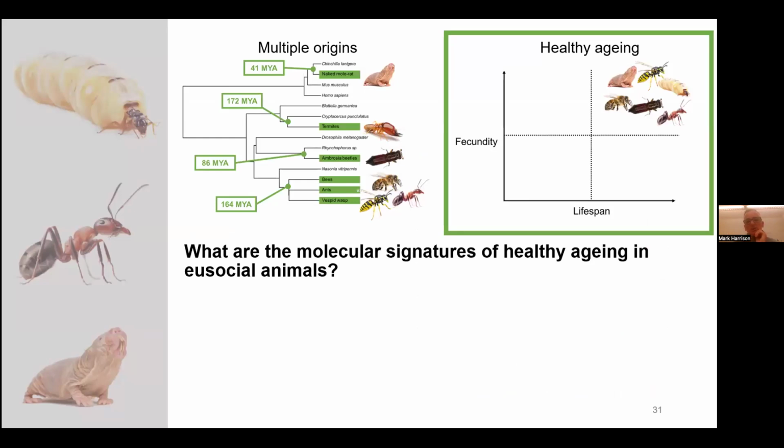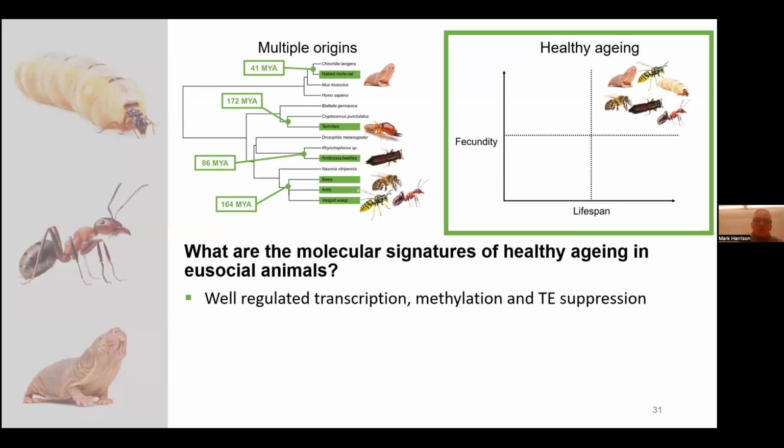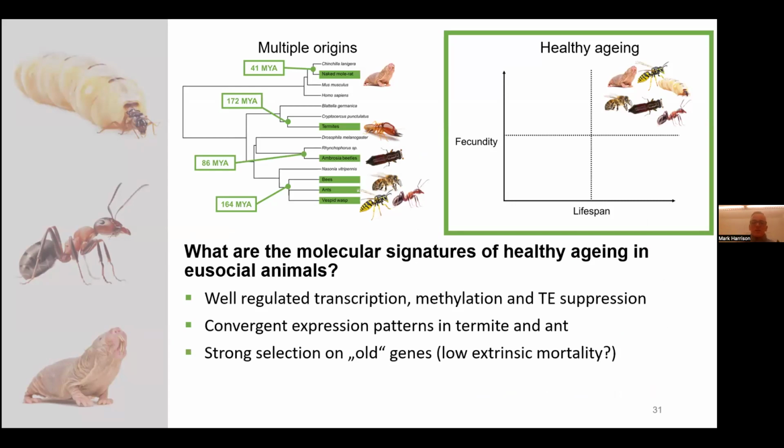So just to summarize what we have there, some of the mechanisms for how they're managing to live so long: there appears to be really well-regulated transcription, methylation, also transposable element suppression in eusocial queens. We find convergent expression patterns in a termite and an ant, strong selection on old genes, possibly due to extrinsic mortality, but a lot of people would disagree with this. Possible switches in the nutrient sensing pathways, and this is something we need to look into with lab experiments.